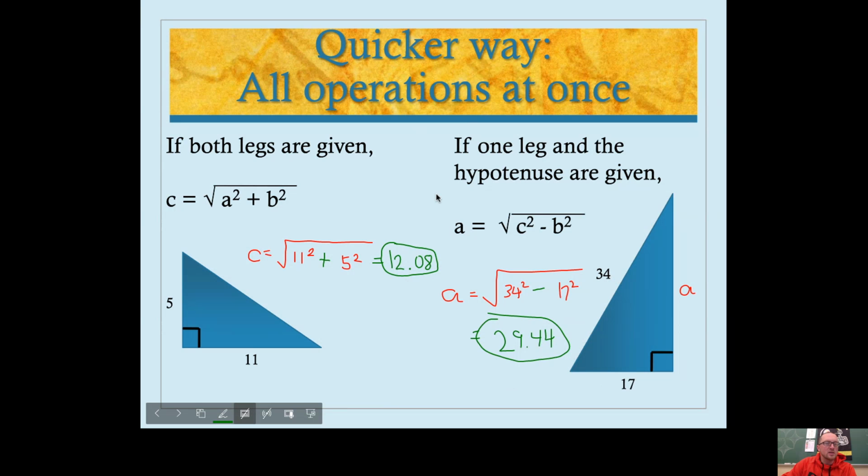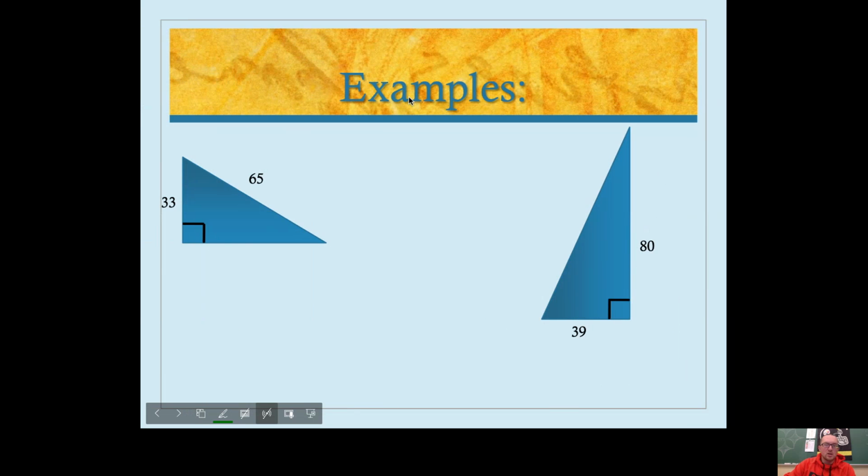Keep this in mind. This will save you a lot of time. When you have the legs, add. When you have a leg and a hypotenuse, subtract. So here's two examples. You have a right triangle. You have a leg and a hypotenuse. You better subtract. Here's an example. You have a right triangle. You have both legs. So you're going to add.